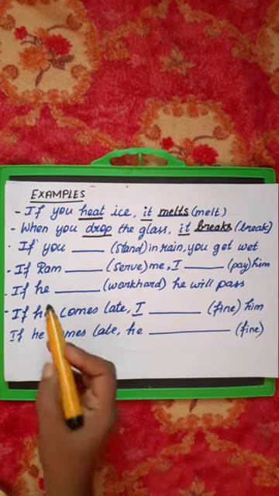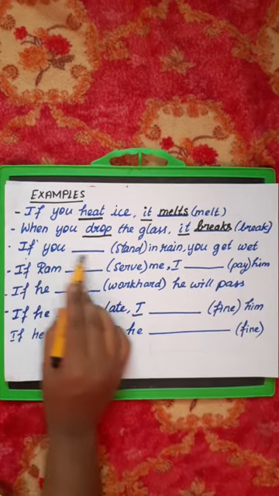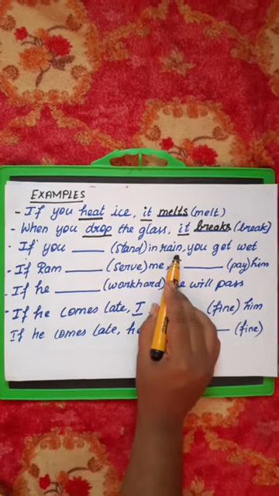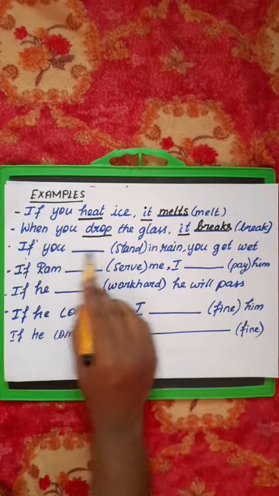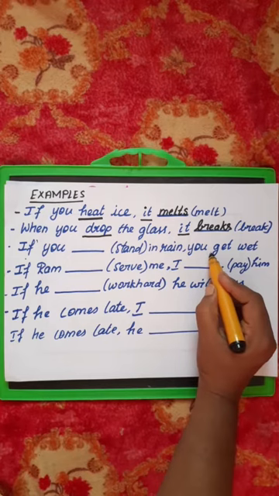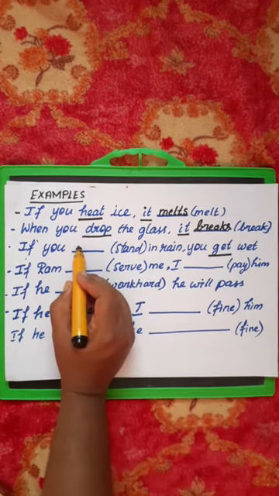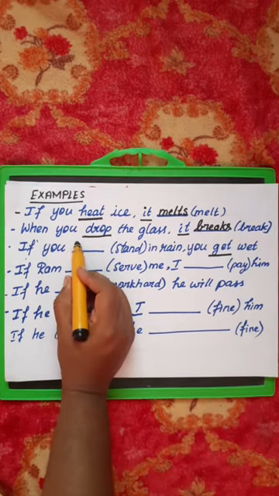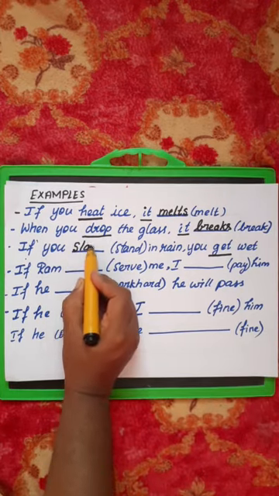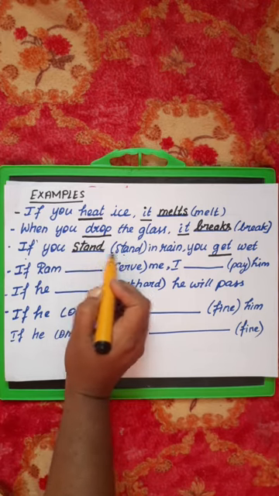Next example. If you dash stand in rain, you get wet. Okay, in the main clause see the verb. What's the verb here? Get. It's in present, so it's understood. We have to use present here in the if clause also. If you stand. Stand is verb 1 also.